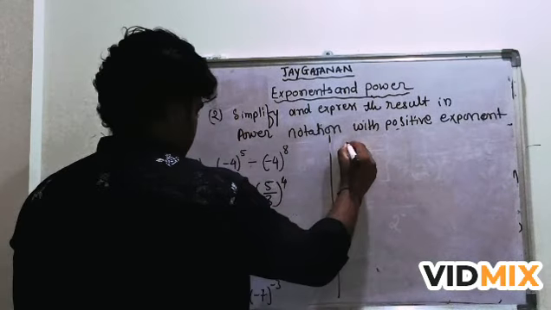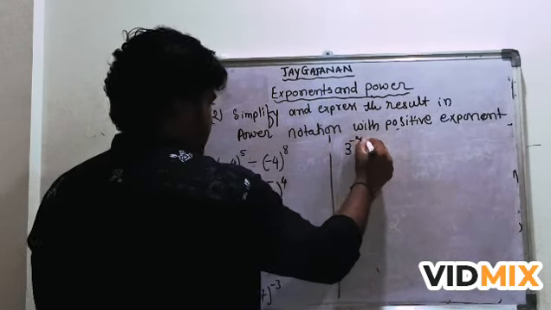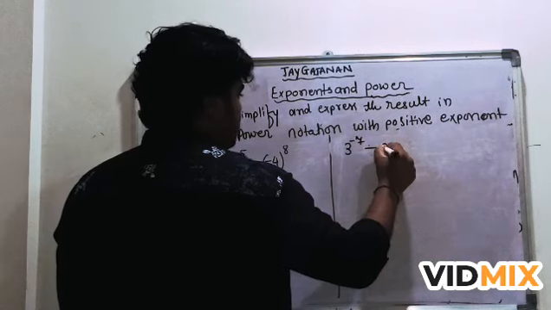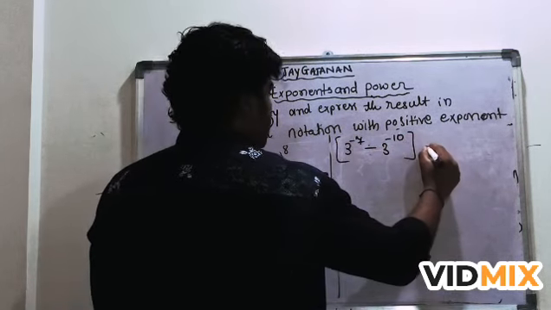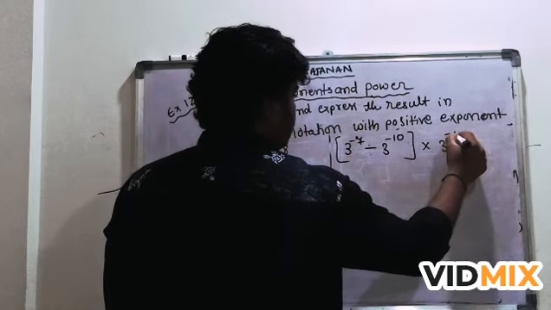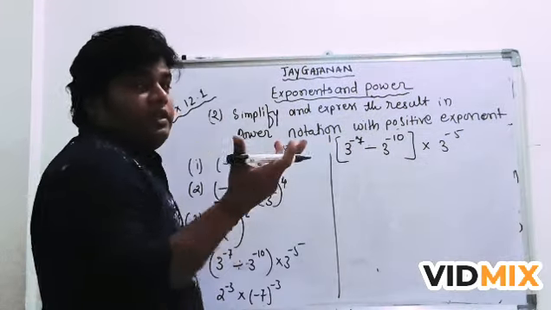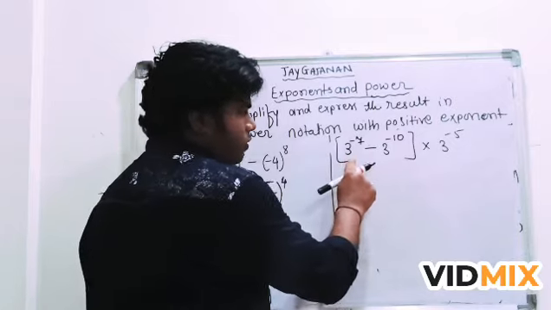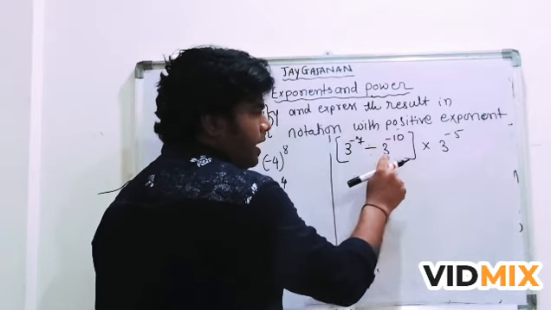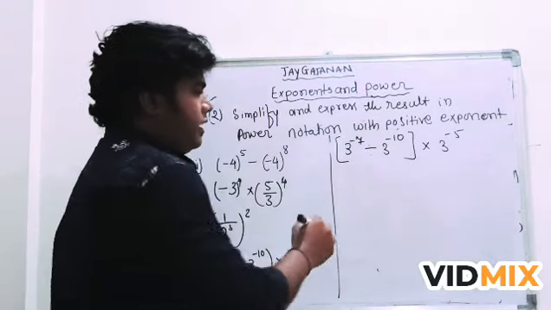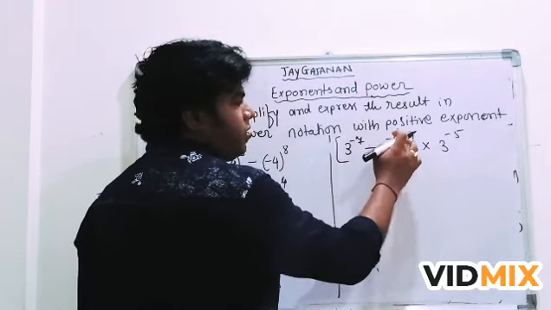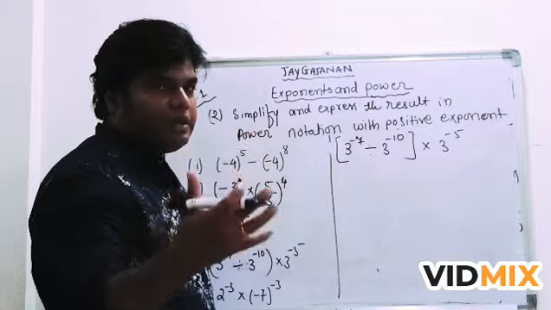Fourth question: (3 to the power minus 7 divided by 3 to the power minus 10) into 3 to the power minus 5. Which identity are we going to use? a to the power m divided by a to the power n. That will give you a to the power m minus n.